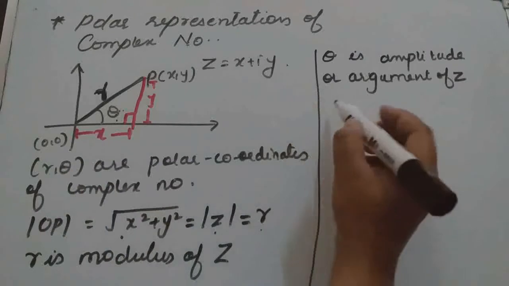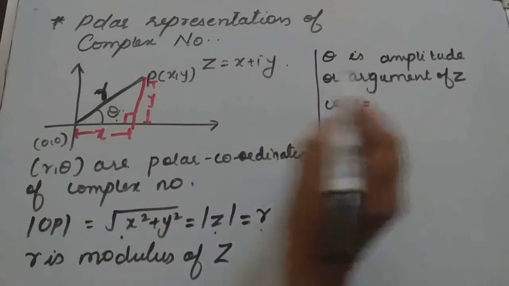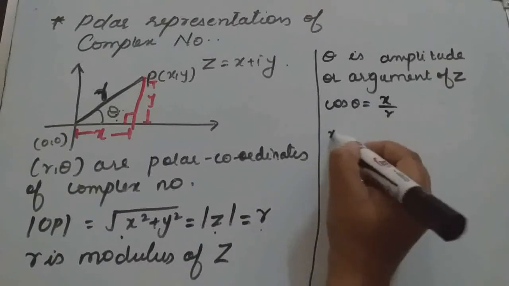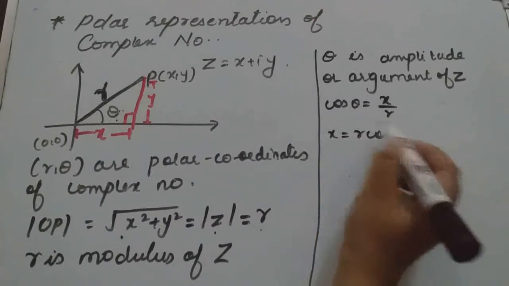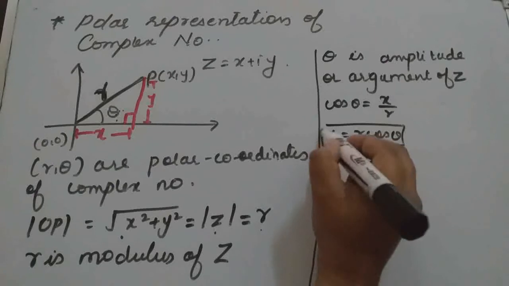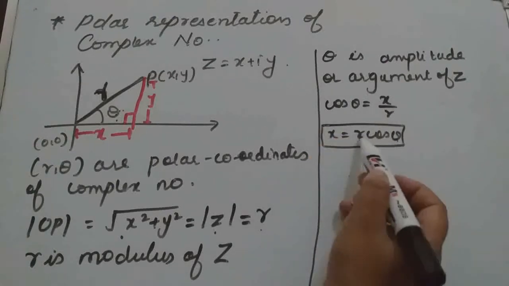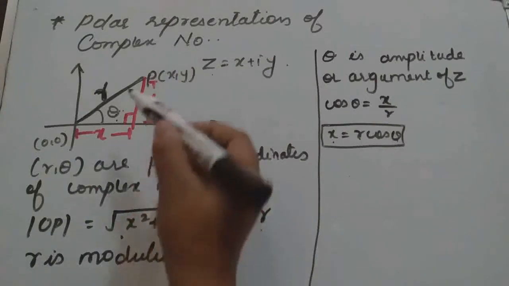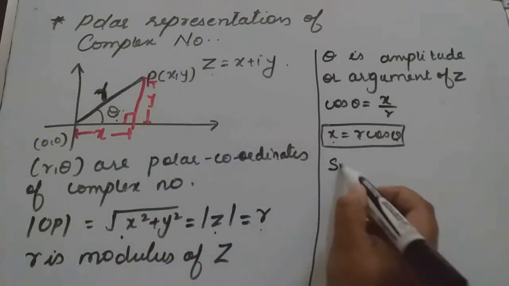Suppose first, cos theta is what? Cos theta is x by r, adjacent by hypotenuse. So x equals r cos theta. By using this formula you can find theta separately, because after getting the r value, you can get the x value from z.